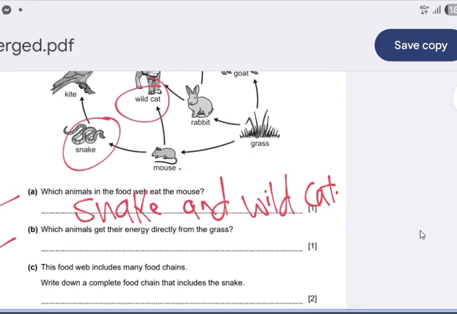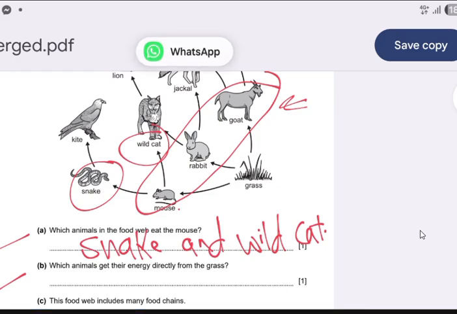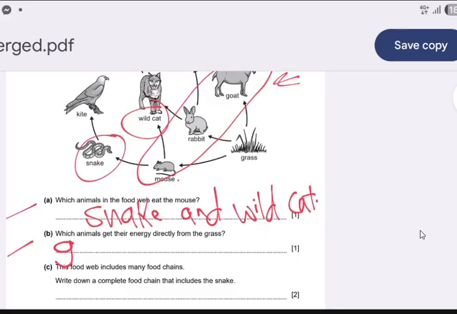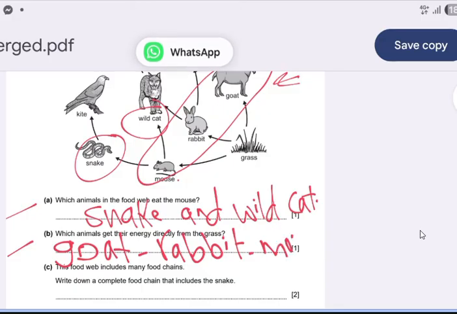So yeah, Judy. Letter B is talking about which animals get their energy directly from the grass. So now we are going to talk about the first consumer, which are all of the animals that eat the grass directly. Look at the screen, please. You can see the goat, rabbit, and a mouse, right? All of them can get their energy directly from the grass. Goat, rabbit, and a mouse, all of them are primary consumers. They feed on the grass to get their energy.